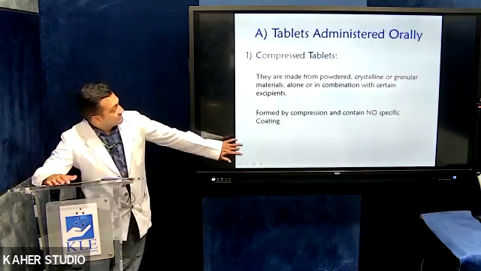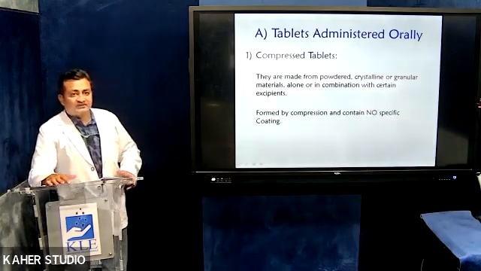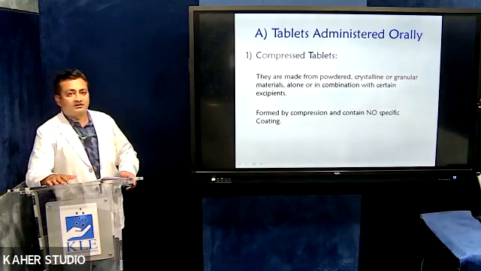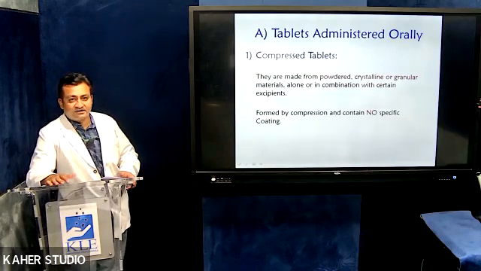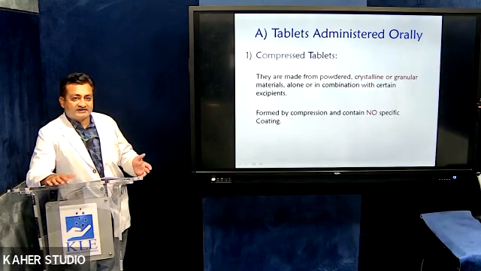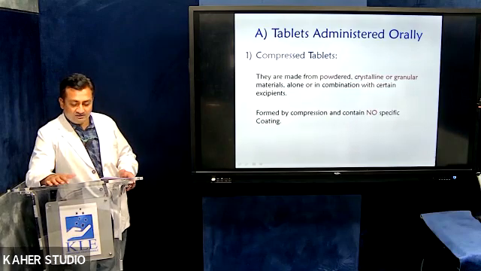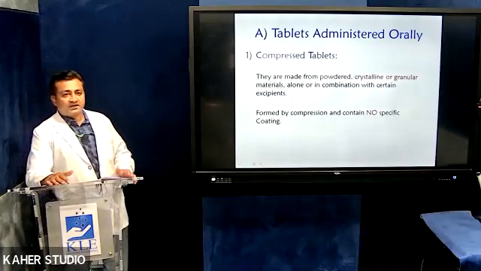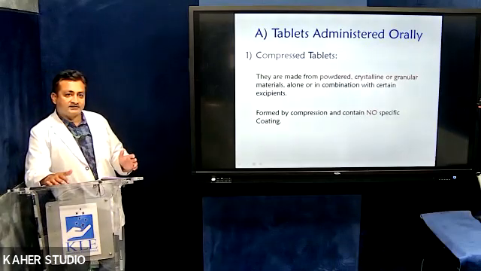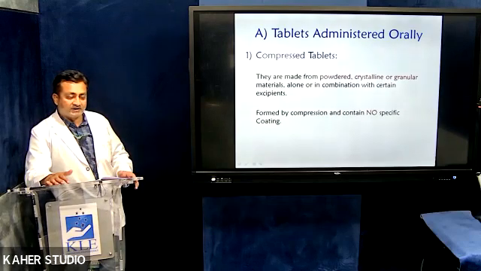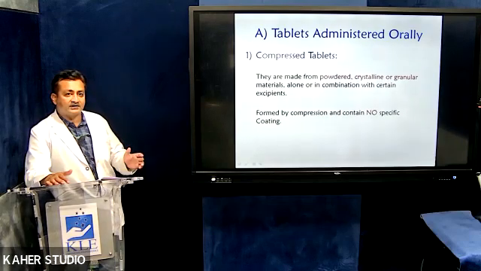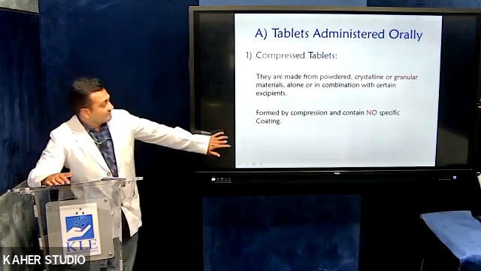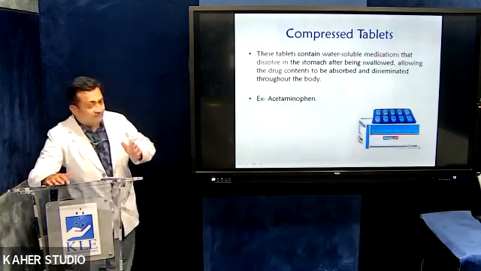So one by one we will see what compressed tablets are. These compressed tablets are made from the powder or crystalline nature of the drug or granule material, alone or in combination with certain excipients, formed by compression and containing no specific coating. So the drug and the excipients are mixed together, and with the help of granulation techniques the granules are prepared and taken for tablet compression. So this is a general tablet.